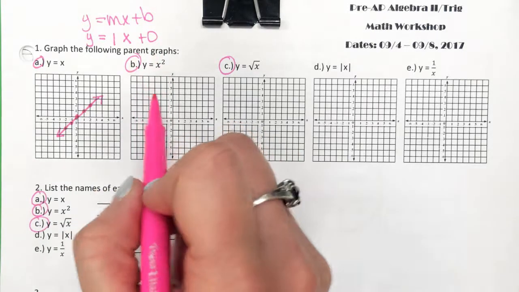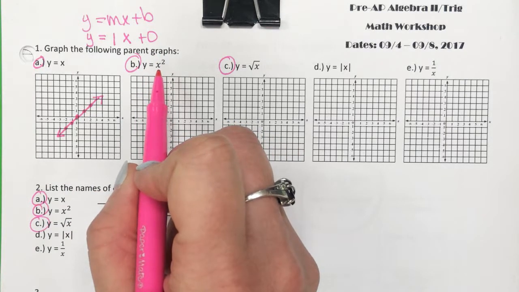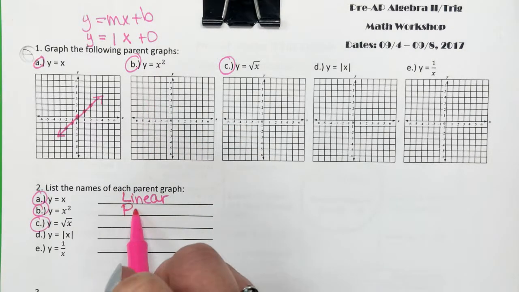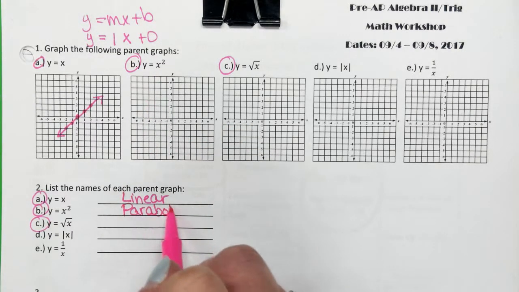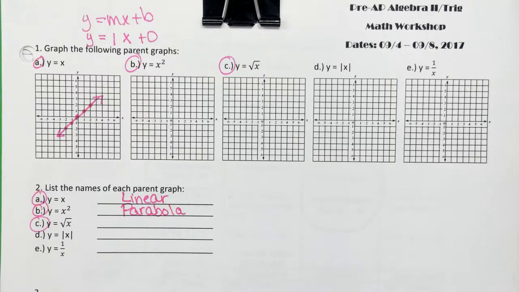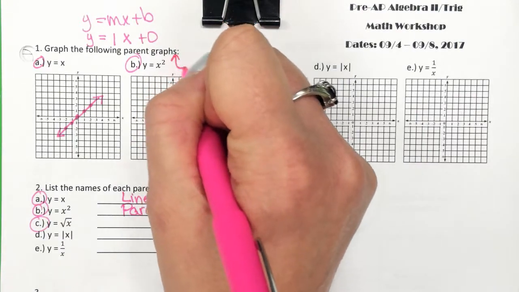Alright, what about B? X squared. That is a parabola. Look at you go. And do you remember what kind of shape it made? A U shape. Look at y'all.